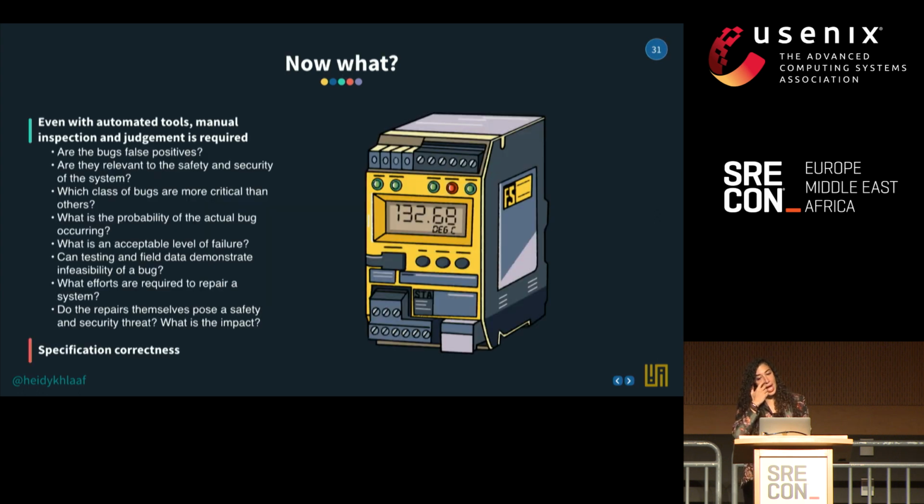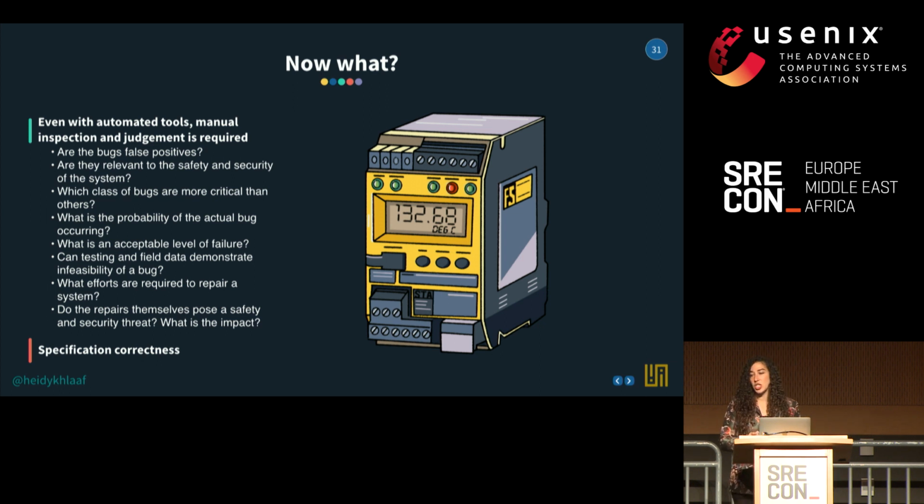So let's say you went ahead and ran all of the tools possible and even wrote some specifications. That's all grand. Now what? This is actually what I spend most of my time doing. No matter what amazing automated tools exist out there or will exist in the future, manual inspection and judgment is required at the end of the day. That's the bottom line. There's no formal verification or static analysis tool that's going to find all your bugs and fix them for you.